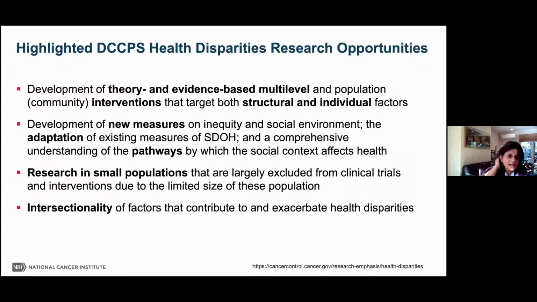So we would love the development of theory and evidence-based multi-level population and community interventions that target both structural and individual factors. So this is taking into account intersectionality. What are new measures on inequity and the social environment? What measures need to be adapted to the existing measures of SDOH? And how can we understand these pathways? How can we do research in small populations that are largely excluded from clinical trials because of the limited size of these populations? I'm always thinking of that.